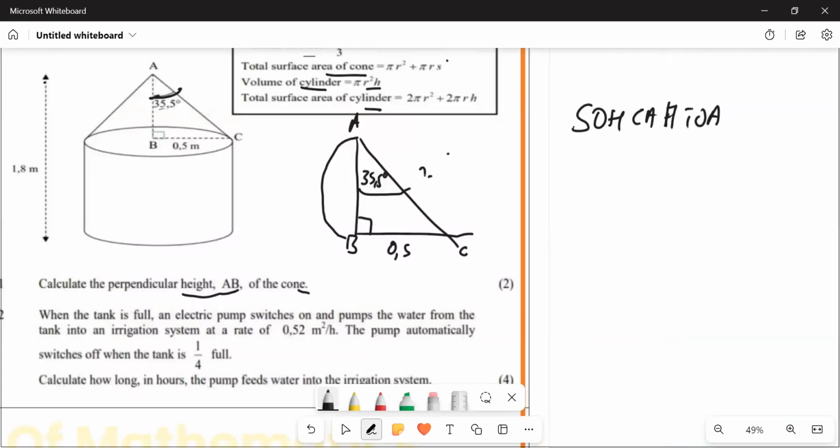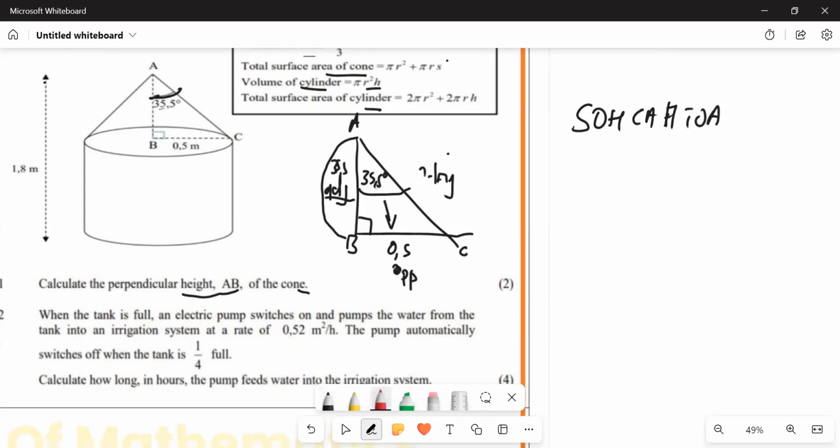So what do they have? They have something which is opposite to 35,5, and then they are looking for something which is adjacent to 35,5. I agree this one is the hypotenuse side. If this one is the hypotenuse side, this one is adjacent to 35,5. This one is opposite 35,5. Okay? So which trig ratio seems to have opposite and adjacent? Which trig ratio is that? So they're going to use the tan here.